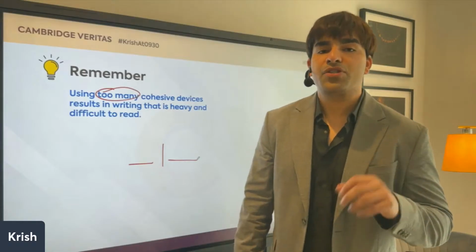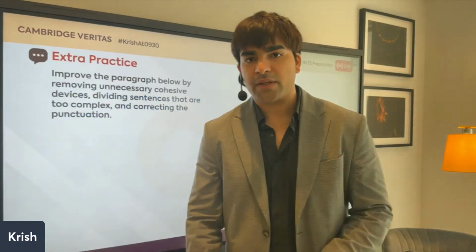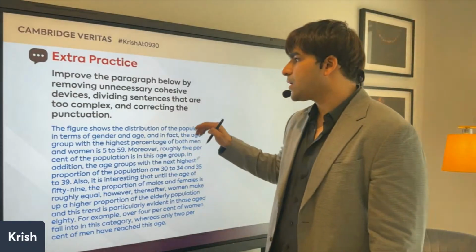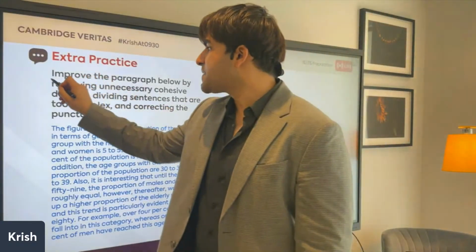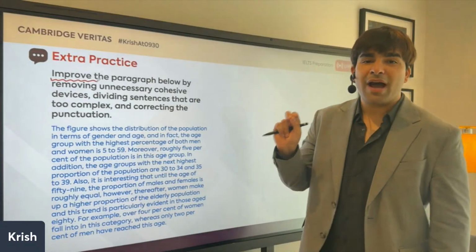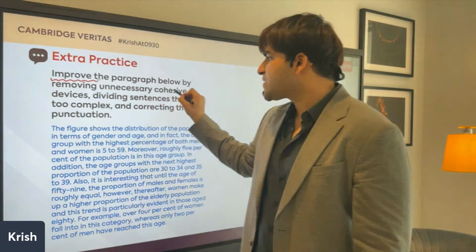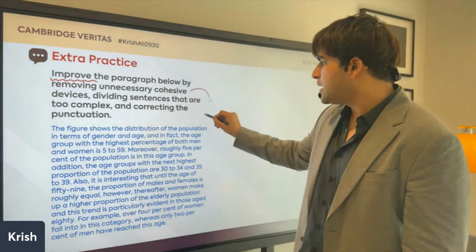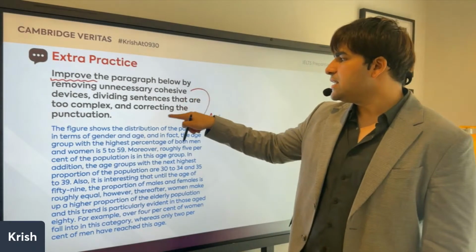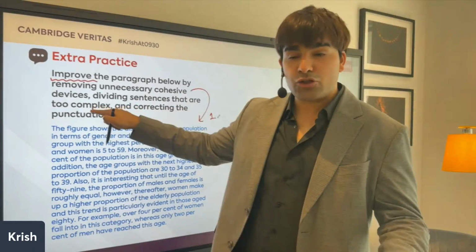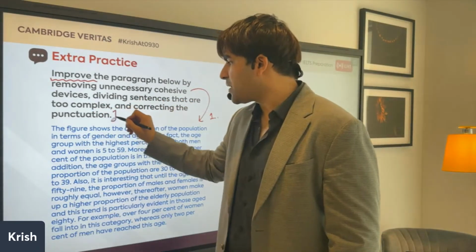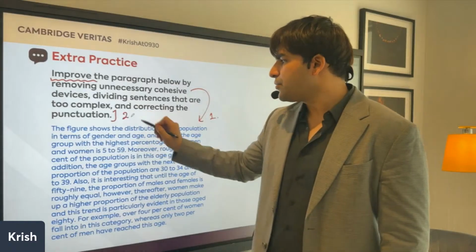Now, I promised you that there's going to be some extra practice. So the extra practice is on the screen. I've written a paragraph here. You have to improve this paragraph. I repeat, you have to improve this paragraph. You have to remove unnecessary cohesive devices from here. That is step number one. And then divide the sentences that are too complex into smaller sentences using the right punctuation. So this is point number two that you have to do.